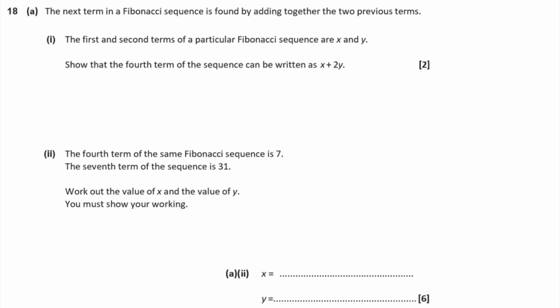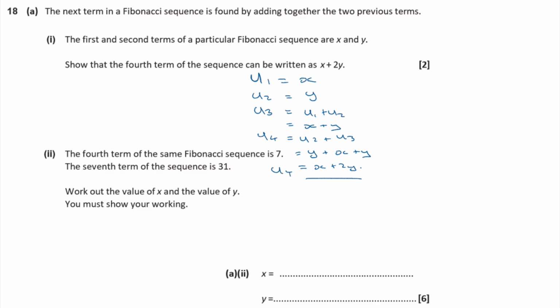Well, kind of goes with the turf, doesn't it? So u1, the first term, is equal to x. u2, we're given the second term is equal to y. So then u3 is going to be those two added together. It's going to be u1 plus u2, which is x plus y then, isn't it? And then u4 is going to be u2 plus u3, which is y plus x plus y, which is x plus 2y. Okay, so there we go. u4 is x plus 2y.